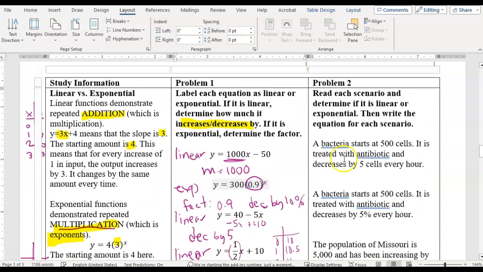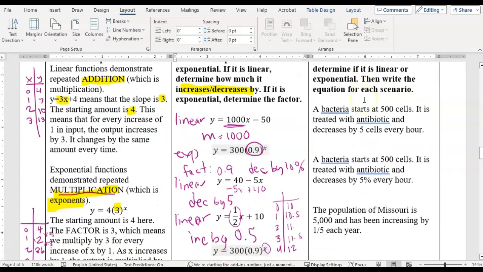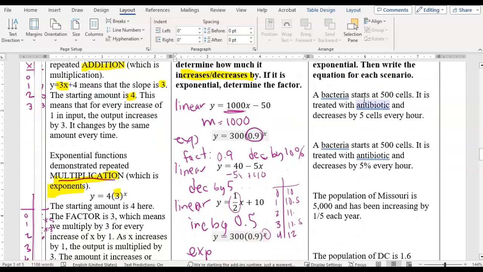All right. Problem 2 is a scenario. So if a bacteria starts at 500 cells, is treated with an antibiotic, and decreases 5 cells every hour, this is going to be linear. And we can write the equation as 500 minus 5 times h, or 5x, however you want to write it. But every hour we're losing 5 cells, and so that same amount is decreasing, so it's linear.